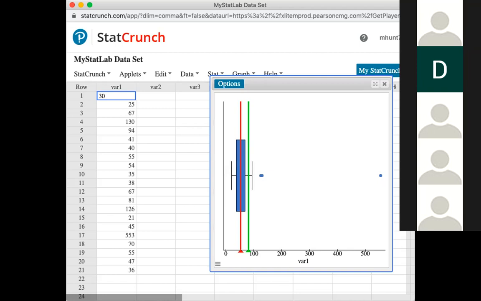Alexander, tell me one thing that's unusual about this box plot. It's too small, I guess. The box is very small. I agree, the box is very narrow. So the IQR is going to be very small. Okay, the box is small. That's good. There's something else that's unusual. Jessica, what do you think?